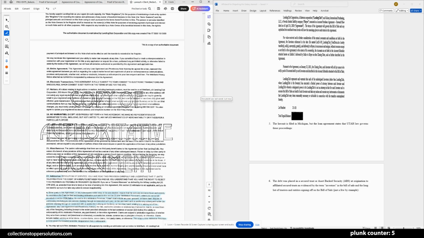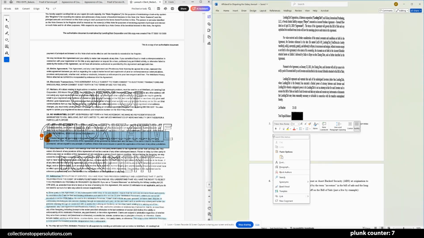Limitation, choice of law, right there. See that? Choice of law. So we then, let's get out of that. We then take our choice of law, and it says Utah. And we put that, we plunk. We copy the image, we plunk right there where the court doesn't have to go search.